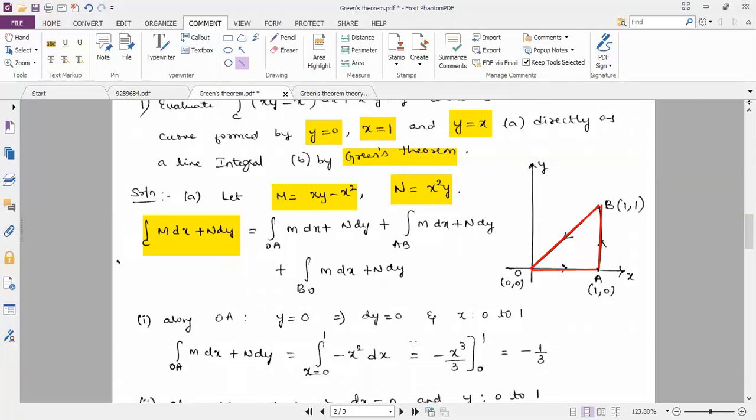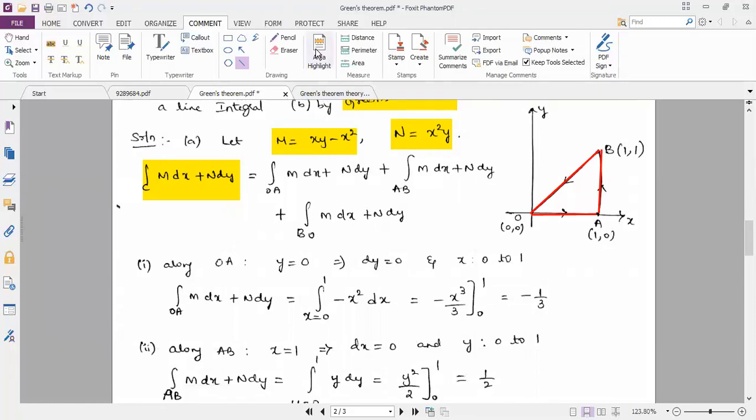So let's see the equation of the lines one by one. Along OA, the equation of the line is y equals 0, that is on the x-axis. If y is equal to 0, then dy is also equal to 0. And from the coordinates written here in the figure, we observe that x varies from 0 to 1.